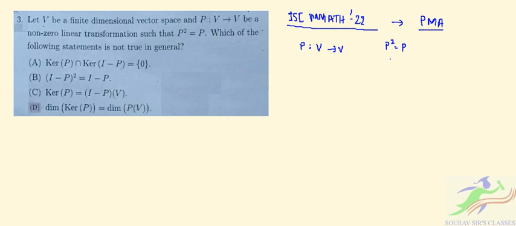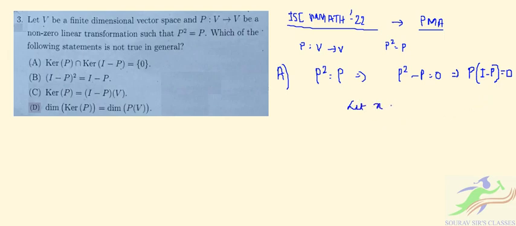So for option A we have kernel of P intersection kernel of 1 minus P equal to 0. In A, P square equal to P is given. So if we take P square minus P equal to 0, then P of (P minus 1), we can write it as P of (I minus P) equal to 0, right?